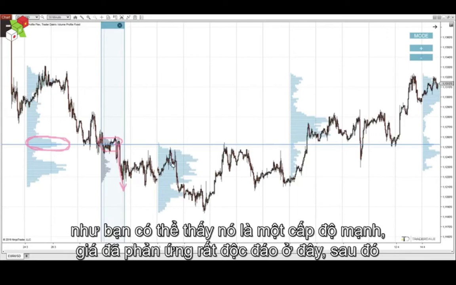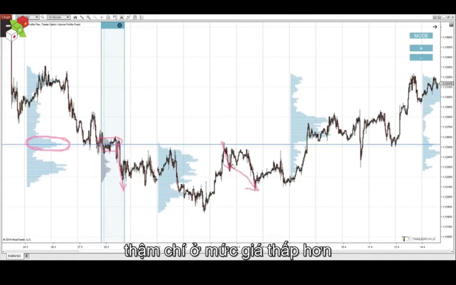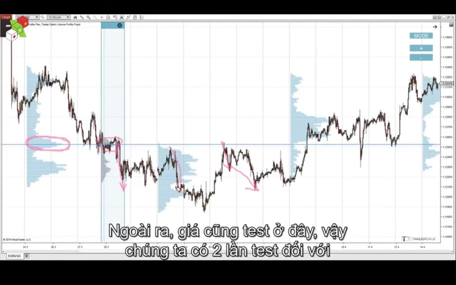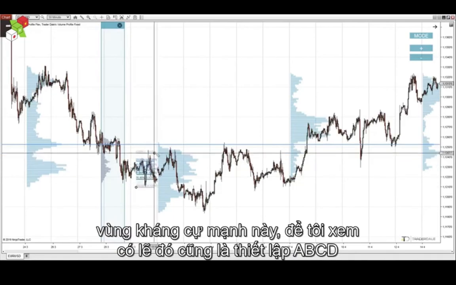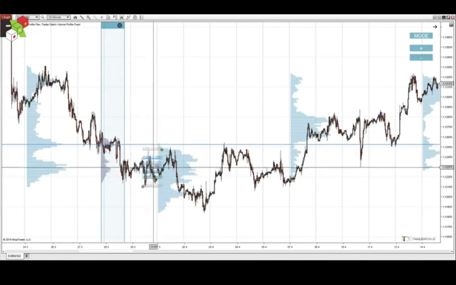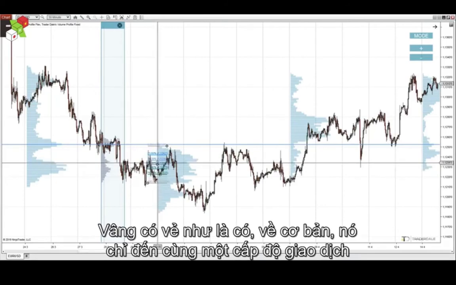And as you can see, it was a strong one. The price reacted very nicely in here, then went even lower. Also, there was a test in here, so there were actually 2 tests of this strong resistance area. Let me see, maybe there was also the ABCD setup, I'm not sure. Yeah, it seems it is. It points us basically to the same trading level.